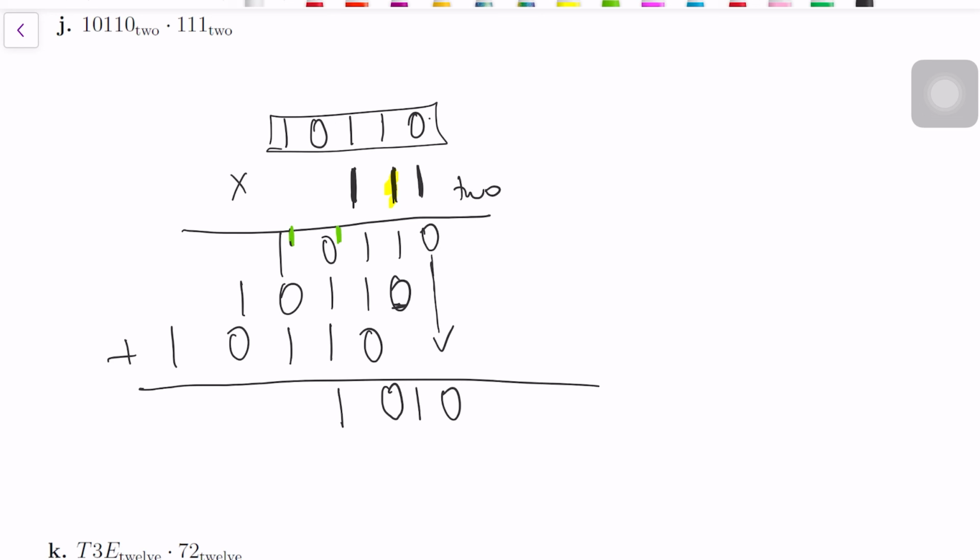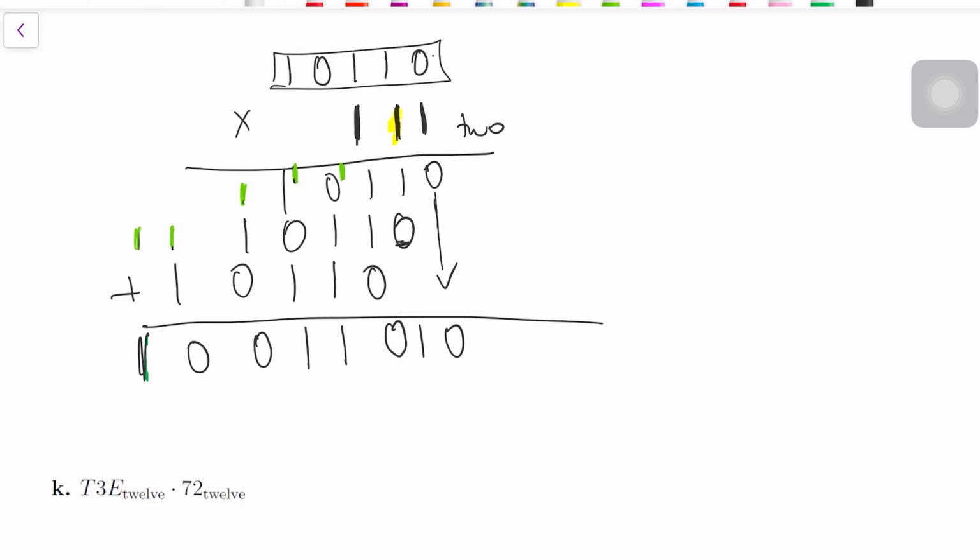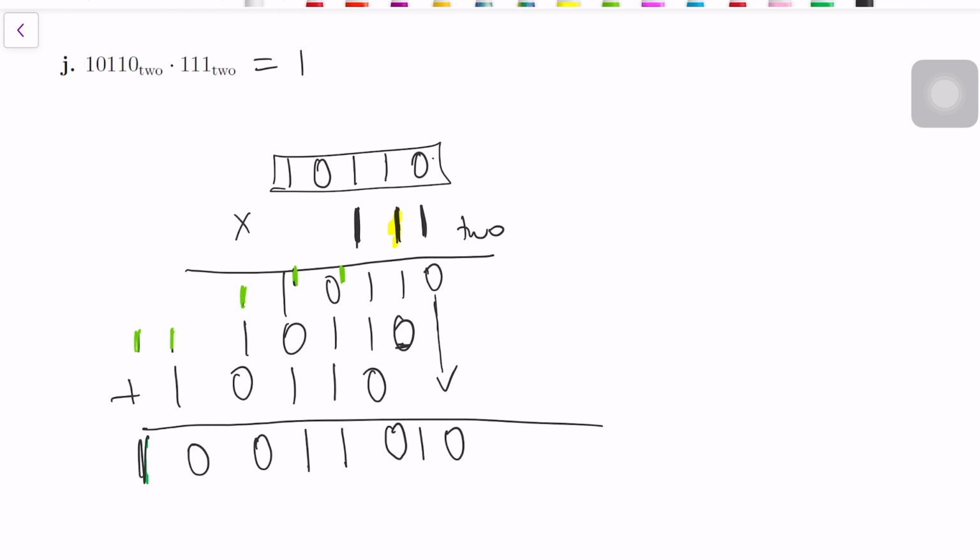Okay, so that's again 3, 1 unit, 1 two. 1 plus 1 is 2, 0 units, 1 two. And 1 plus 1 is 2, 0 units, 1 two. So 1 goes down. So that's the solution of this multiplication. I'm going to rewrite it here.